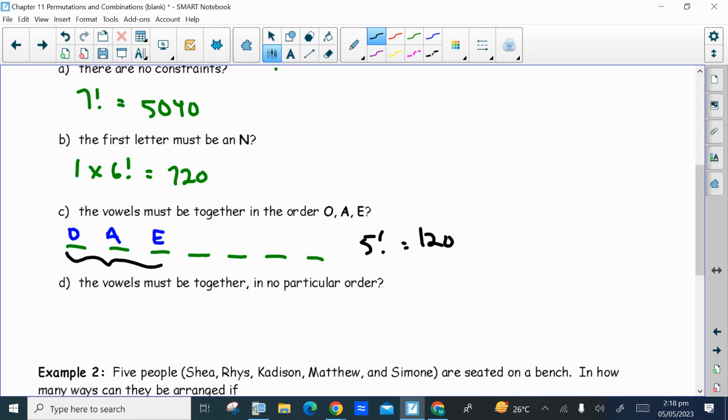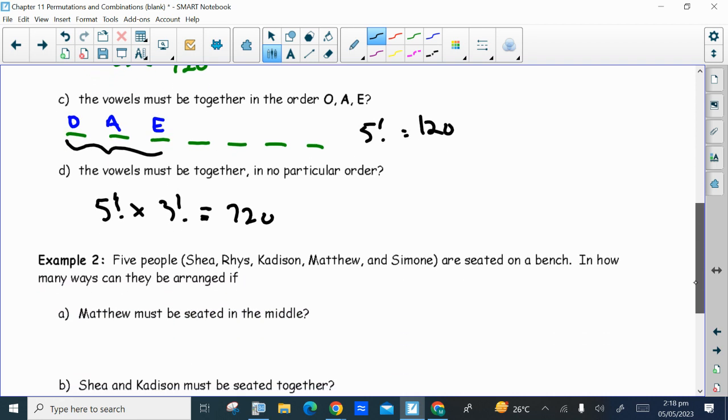Now, part D, the vowels must be together, but in no particular order. So the only difference is you're going to have your 5 factorial ways that the 5 objects can be arranged, but then you're going to also multiply that by 3 factorial. And that 3 factorial represents the ways the 3 letters can be arranged amongst themselves. There are 3 objects you're arranging amongst themselves. That's where the 3 factorial comes in. So it'd be 5 factorial times 6, which is actually 6 factorial, or 720. Right? So we're going to see more examples where objects have to stay together, like this next one.